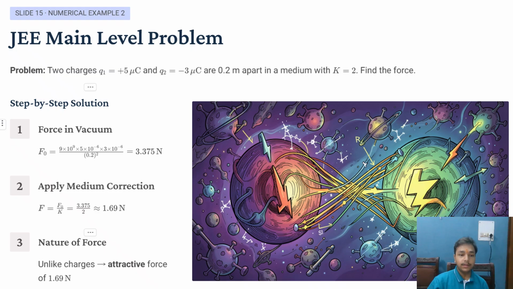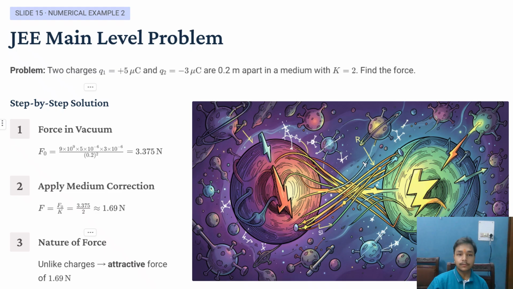Then we'll apply the medium correction. So the force will be given as the force in free space, F naught, upon K, which is 3.375 upon 2, which is equal to 1.69 newtons. And since the charges are unlike, they will attract each other. So the force is of attractive nature, which is 1.69 newtons.